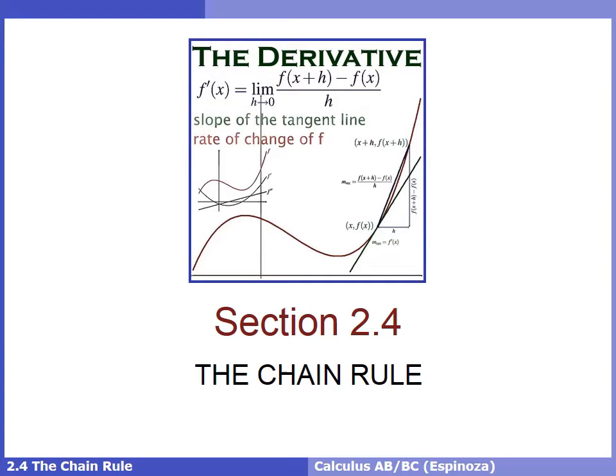Okay, so just like 2.3 was really a continuation of 2.2, the same can be said for 2.4. Unlike 2.3 though, this section will only cover one rule, and that's called the chain rule, which is by far the most important rule when we're taking derivatives of functions.